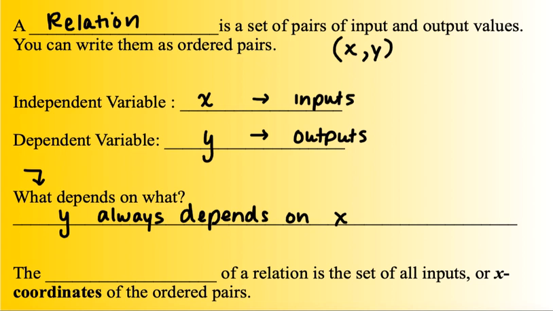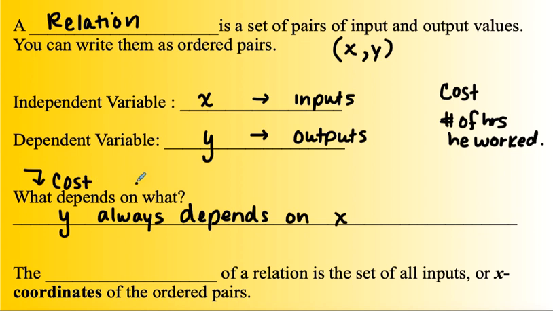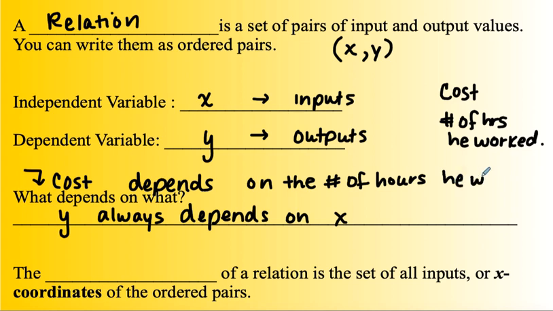Now, if I go back to the example that we did yesterday in class with the plumber, then we were dealing with the total cost the plumber charged and the number of hours he worked. So if I think about that and I ask myself, what depended on what? Does the cost depend on the number of hours he works, or does the number of hours he works depend on the cost? Well, hopefully you're saying to yourself that the cost depends on the number of hours he worked. And that was why the number of hours he worked was our x, okay?